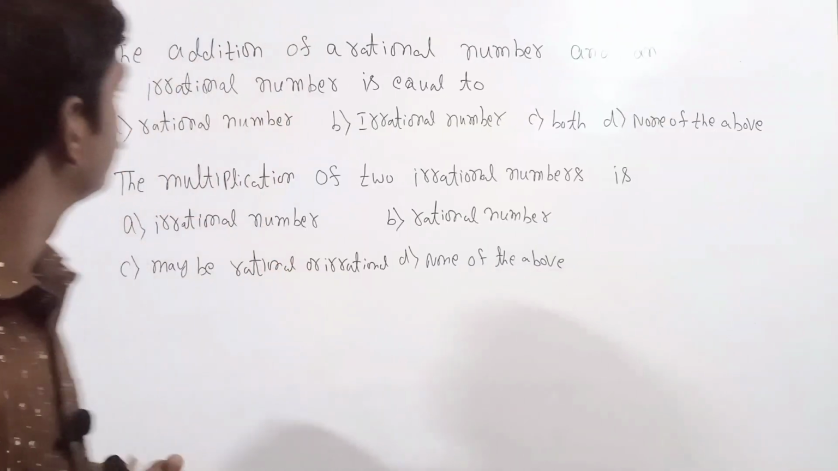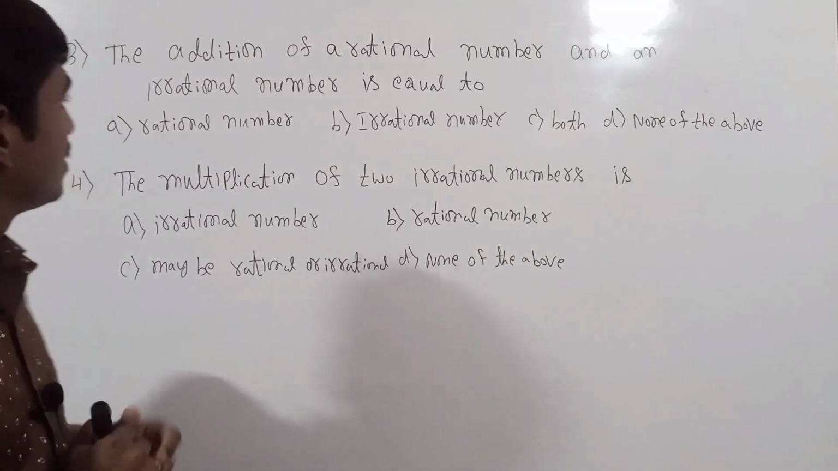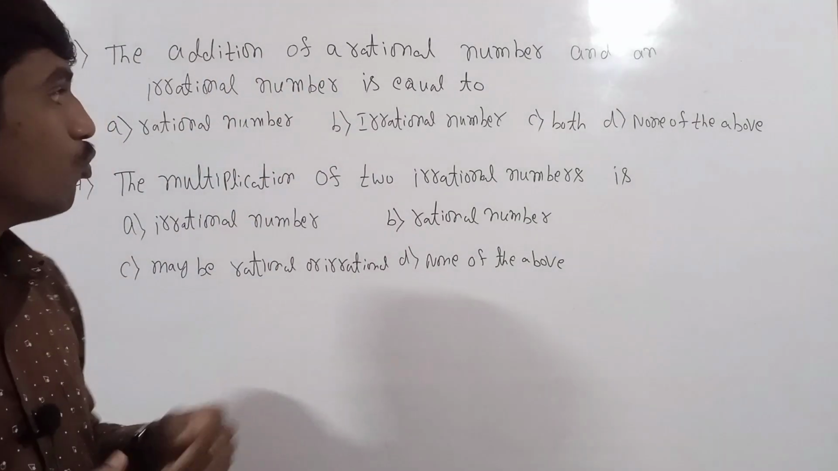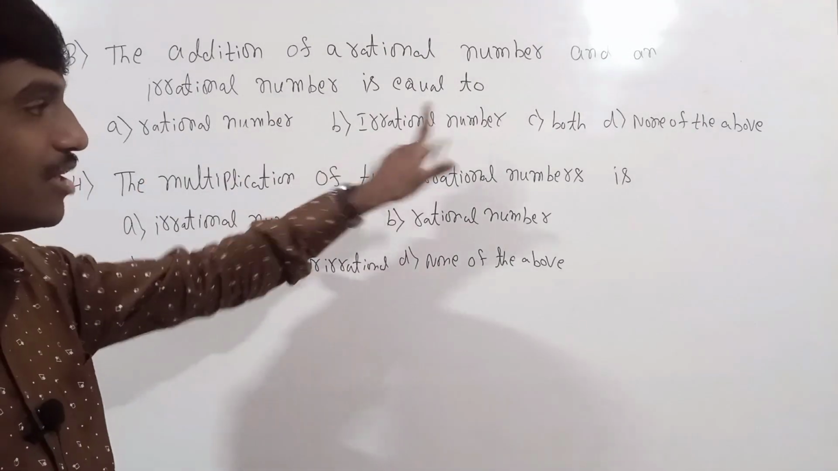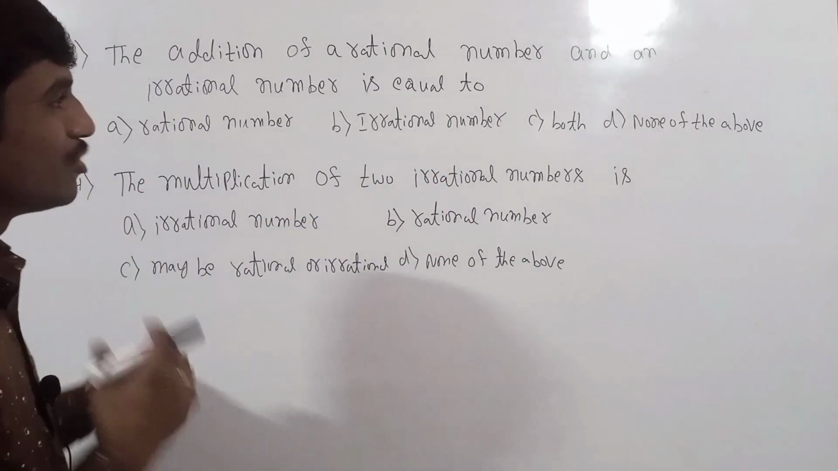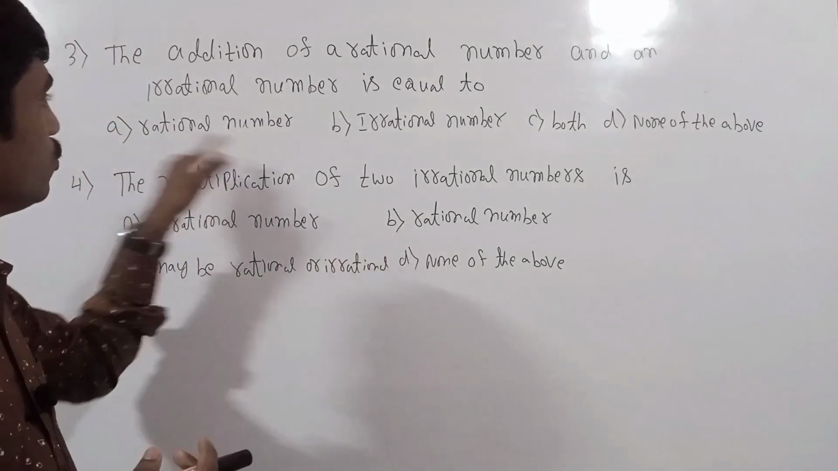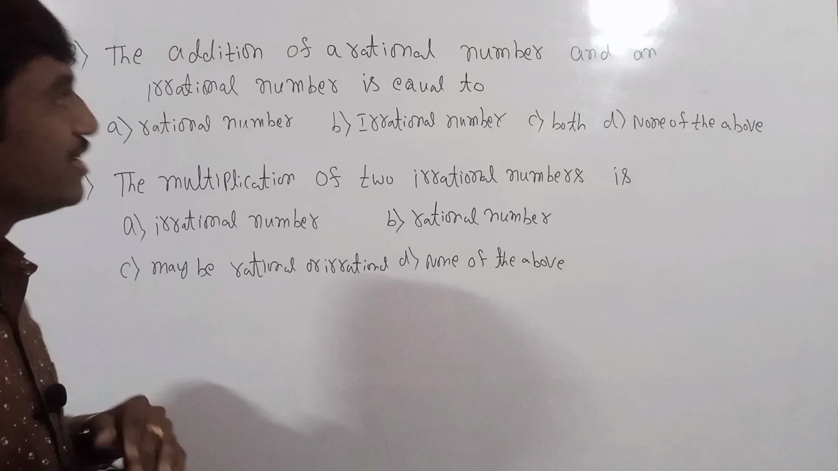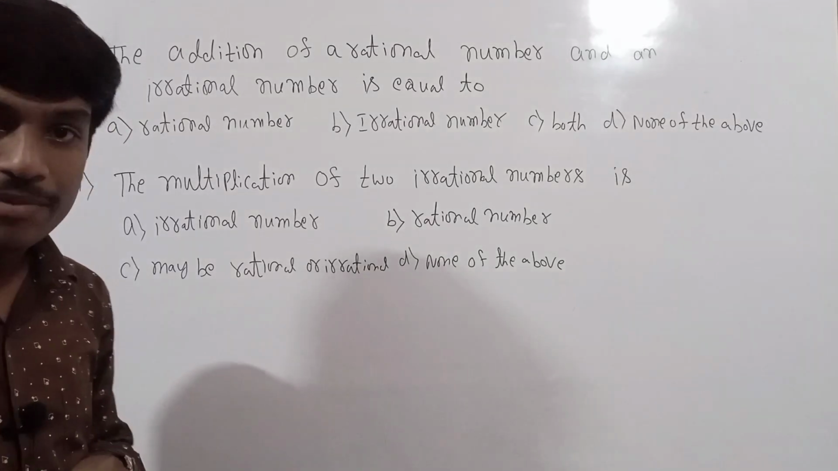Next question. The third question is: the addition of a rational number and an irrational number is equal to what? Whether it's a rational number, irrational number, both, or none of the above. When you get a question like this, try to read every option and then answer.